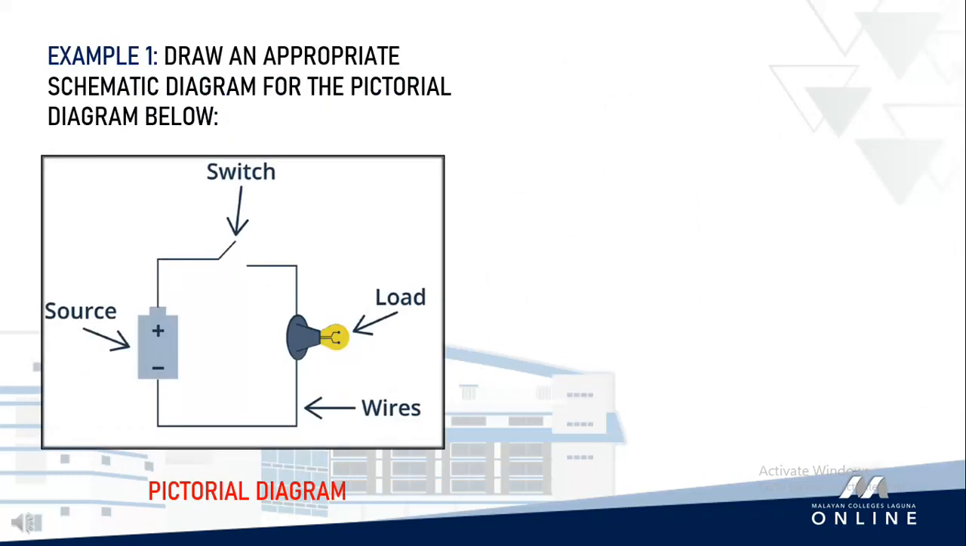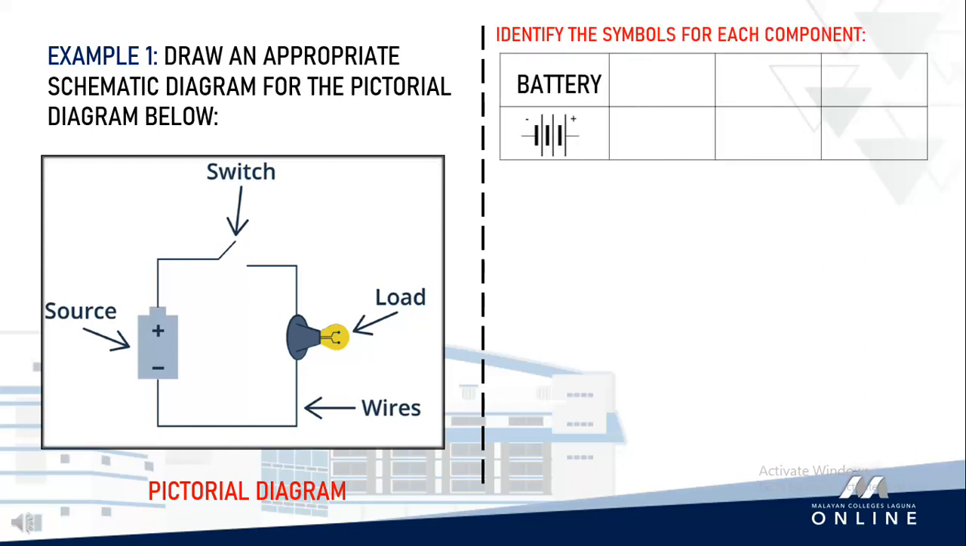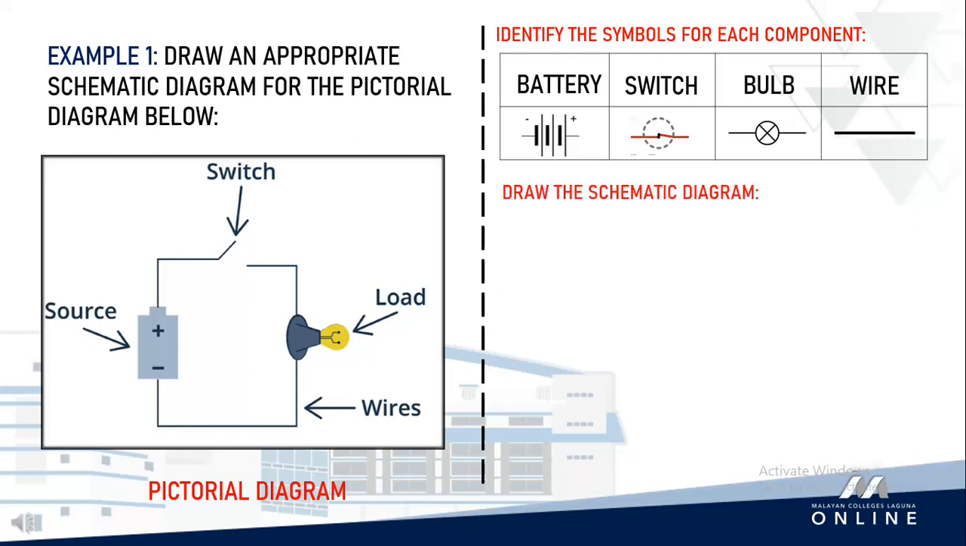For example, we are asked to draw an appropriate schematic diagram for this pictorial diagram. We see that there is a battery source, a switch, a bulb, which we can call the load, and of course, the wires. We can simply replace this pictorial diagram with this corresponding schematic diagram, identifying which among the symbols should be used. After which, we can easily draw it, such as this.